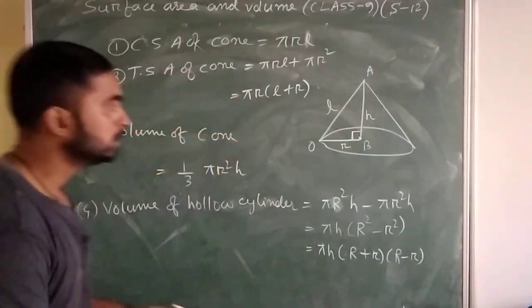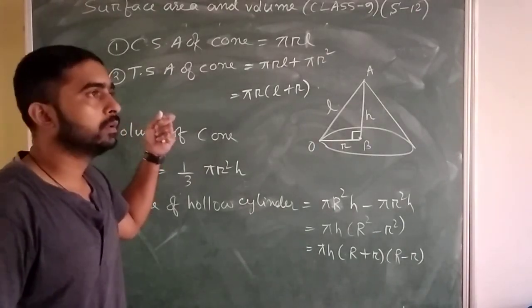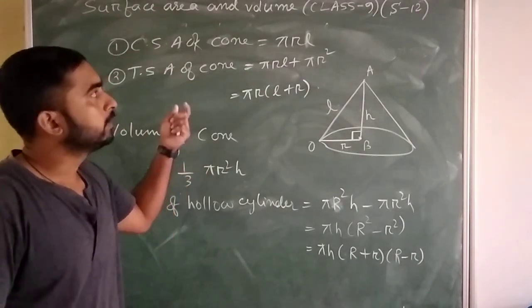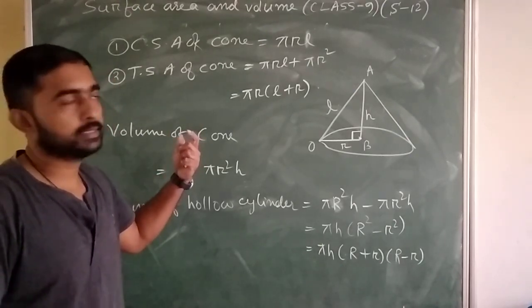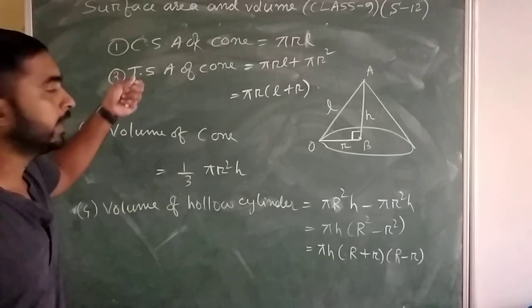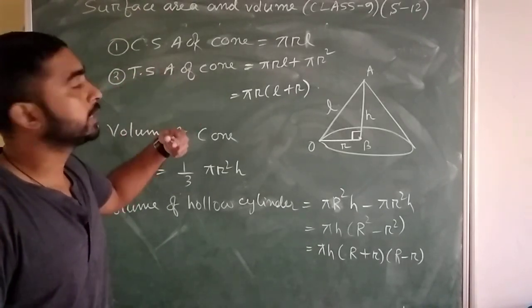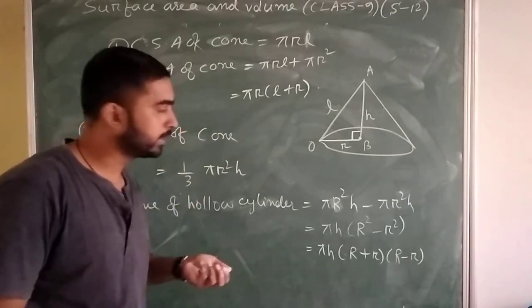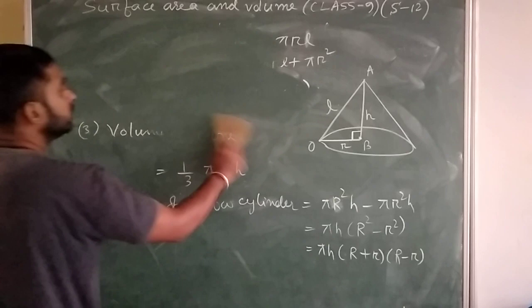Yes. So till now we have discussed the formulas of cuboid, then cube, then rectangle, square, circle, and then cylinder and cone. Now in the next session we'll start the exercise, that is 13.1.